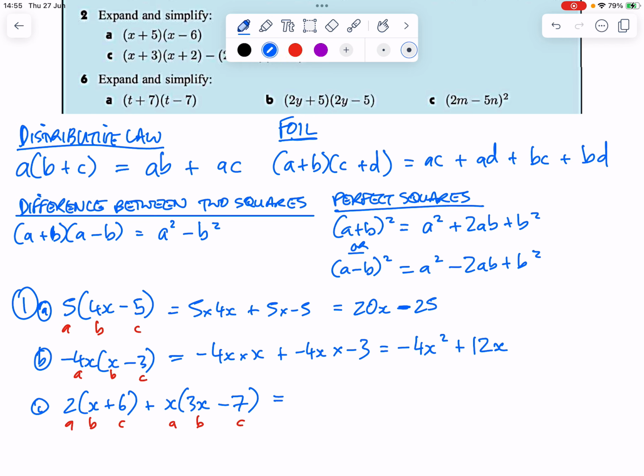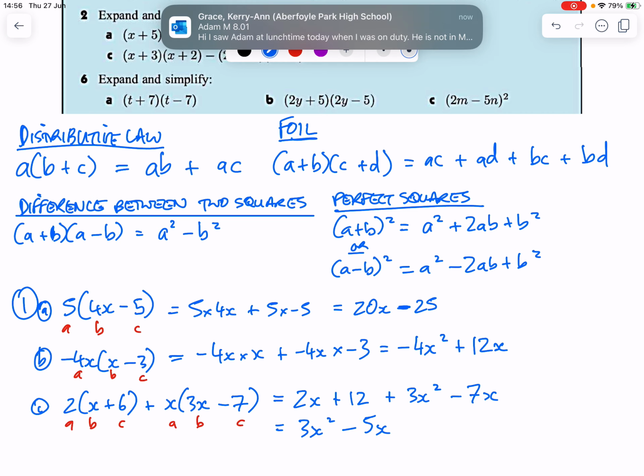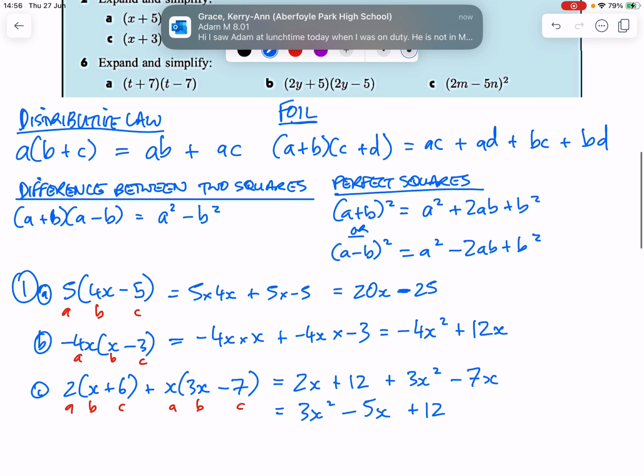A times B on the left is 2 times x, which is 2x. A times C is 2 times 6, which is 12. x times 3x is 3x squared in the right brackets, plus x times negative 7. It's going to be negative 7x. Collect like terms. Put the 3x squared at the front. There's nothing else that has x squared on it. I've got 2x take 7x, so that's going to be negative 5x. And then I have a number by itself, which is plus 12. So that is question 1.